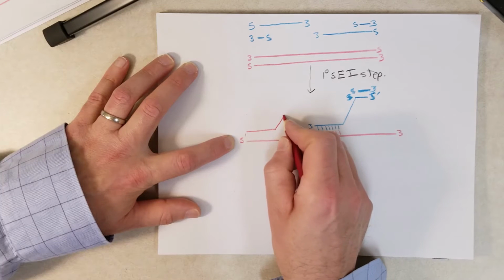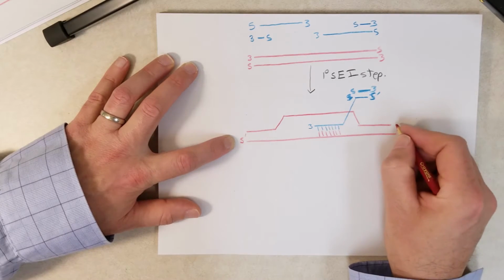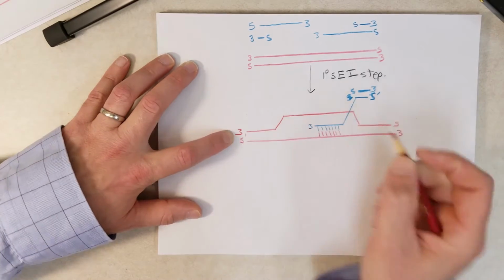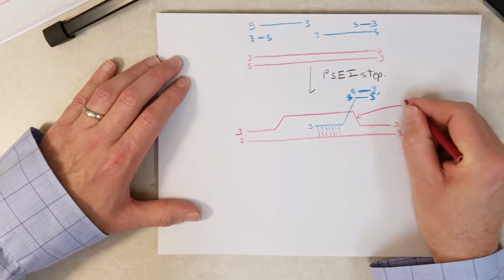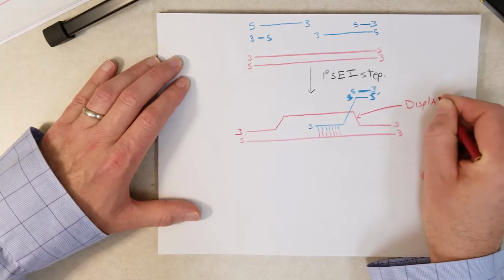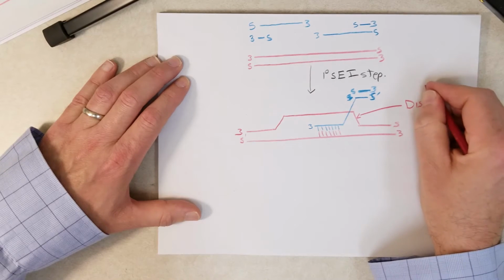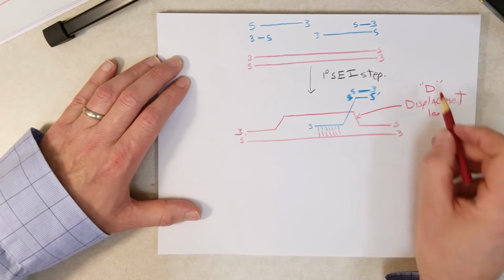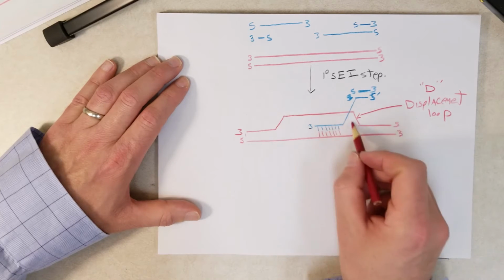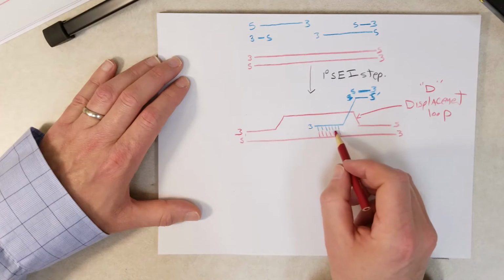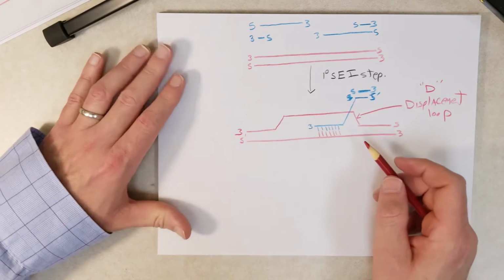Now this thing right here, the process of invading the donor template or the donor chromosome, causes a displacement loop to form, a D loop. D for displacement, displacement loop. This strand has been displaced during the homology search process, or the complementary base pairing search process.